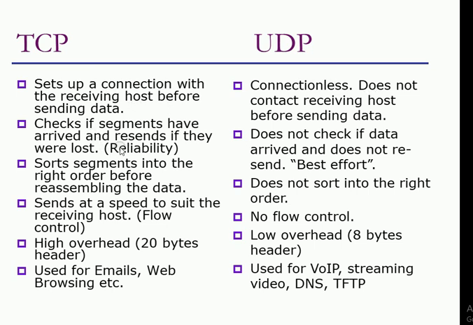TCP is connection-oriented, UDP is connectionless. TCP has segments and good error control, UDP has no error control. TCP sorts segments, UDP forgets sorting. No sorting, I'll just receive and send. TCP has good speed control and flow control, UDP has no flow control, just keep on sending. TCP has high overhead, 20 bytes. By the way, UDP has only 8 bytes, so it's faster. TCP is for emails, web browsing, where you cannot tolerate errors. UDP is for phone, video streaming, DNS, where you cannot tolerate delays. That's how you use them.